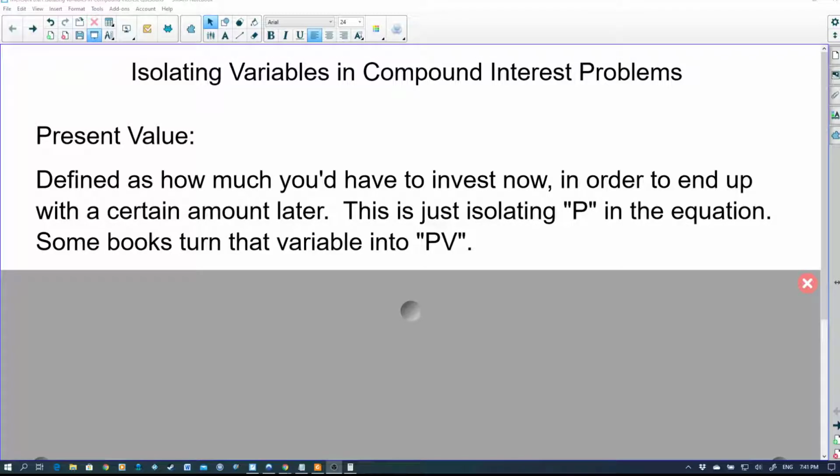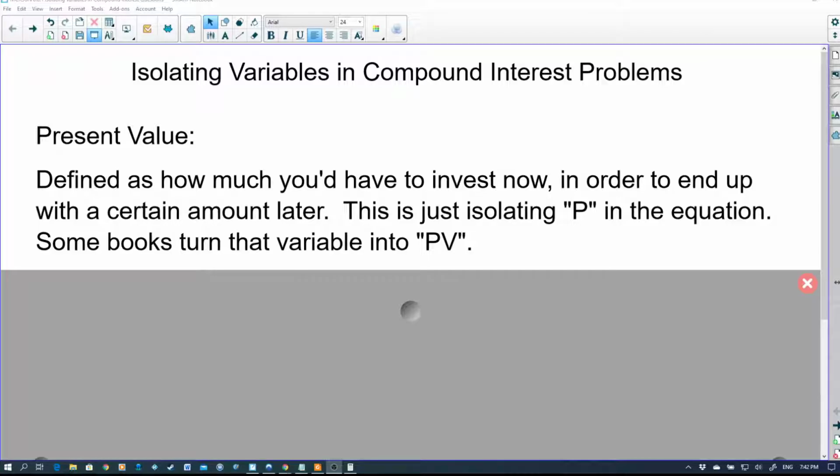Hello everyone. This lesson is going to go over some different types of questions that you can encounter dealing with compound interest, and these are questions where you'd have to isolate other variables besides the A variable in the formula.